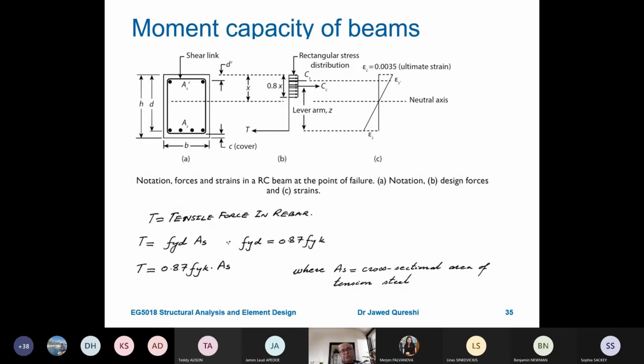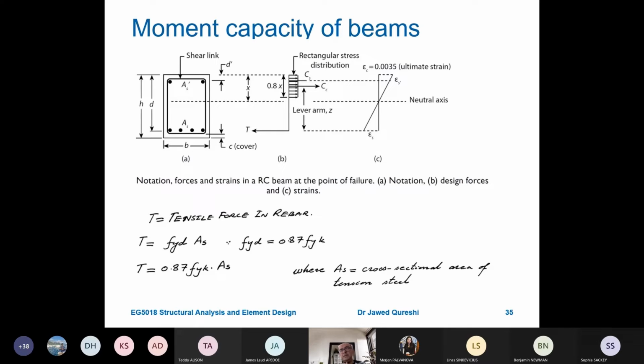What is our purpose here? What are we trying to do here? You know how to work out the applied moments. If you have a uniformly distributed load, or a point load, then you can work out its MED, or applied moment. Now here we are trying to work out the moment capacity, or MRD, of the beam. So how do we work out the moment capacity of concrete beams?